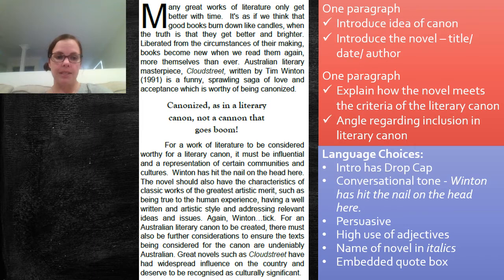Canonised, as in literary canon, not a canon that goes boom. For a work of literature to be considered worthy of a literary canon, it must be influential and a representation of certain communities and cultures. Winton has hit the nail on the head here. The novel should also have the characteristics of classic works of the greatest artistic merit, such as being true to the human experience, having a well-written and artistic style, and addressing relevant ideas and issues. Again, Winton, tick. For an Australian literary canon to be created, there must also be further considerations to ensure the texts being considered for the canon are undeniably Australian. Great novels such as Cloudstreet have had widespread influence on the country and deserve to be recognised as culturally significant.